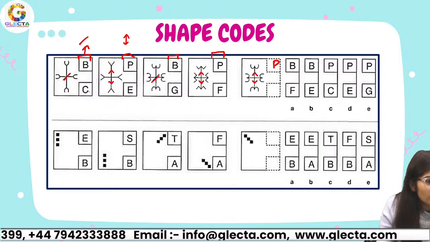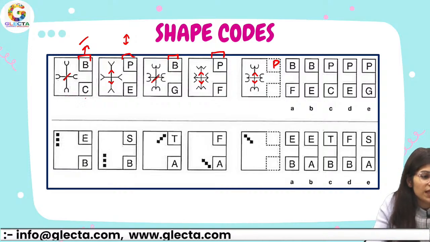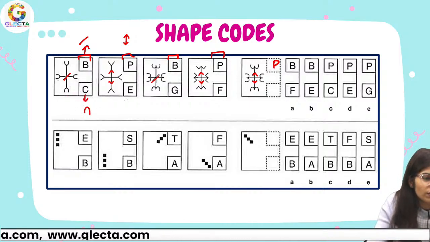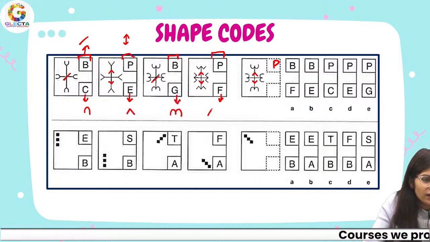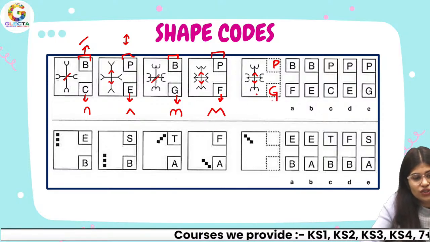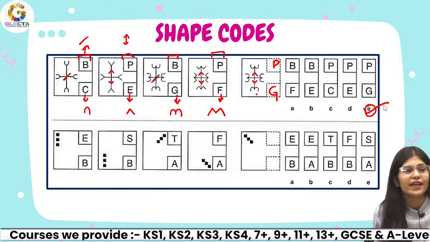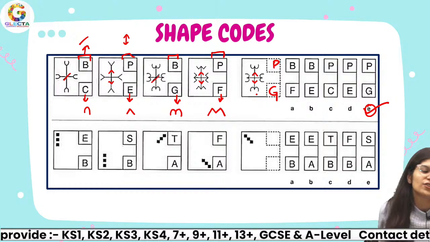Moving on to the bottom ones, again there's nothing common. But if you look at the kind of shapes that they have, C is like U, E is like V, G is like 3, and F is like W. So I need these 3 things, so it's going to be G, P and G, it's E. Perfect. Let's do the next question.